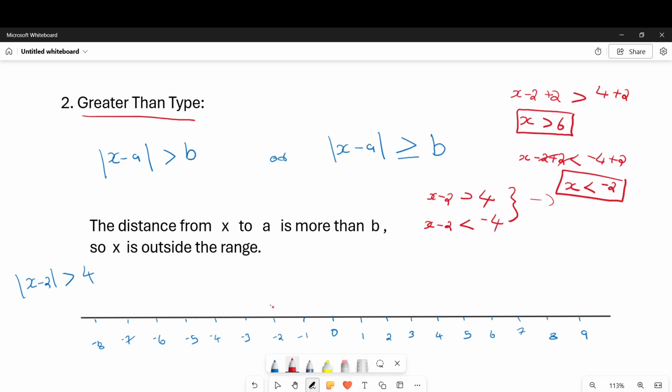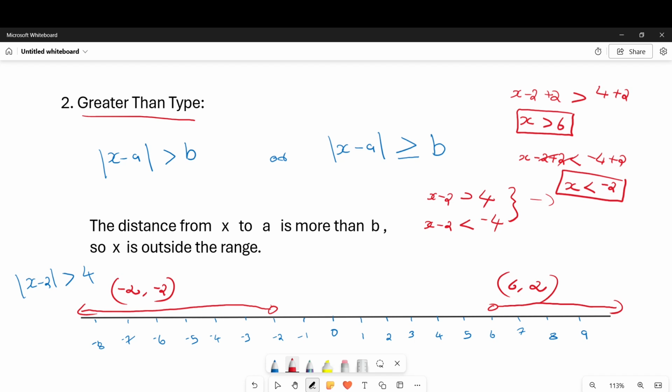X less than minus 2 means an open circle, and it goes like this. X greater than 6 also has an open circle. So these are the two separate parts of the interval notation. The intervals are minus infinity comma minus 2, and 6 comma infinity, both with open brackets. The x lies in these two ranges. There is no common, overlapping area, so these are two separate intervals.